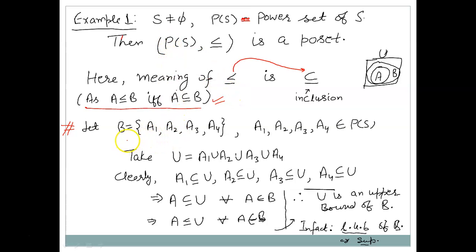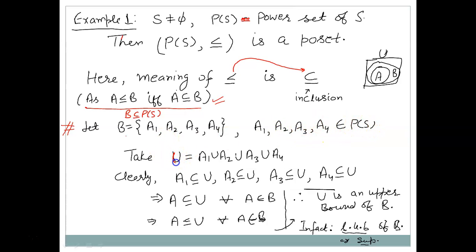Now consider B equal to any subset of PS. We are taking any subset of PS. Obviously, when it is a subset of PS, its elements are also sets in themselves, meaning A1 is a set, A2 is a set, A3 is a set, A4 is a set. Of course, A1, A2, A3, A4 belong to PS.